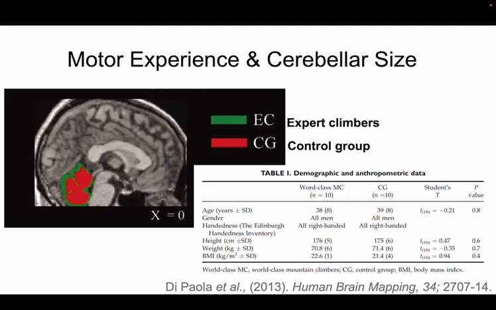Matching participants on known variables like age is commonly done in neuroimaging studies to try and minimize potential differences. Note that all the climbers were right-handed, so the matched controls were also right-handed. This seems sensible, but this practice has resulted in an extreme bias in neuroimaging research.